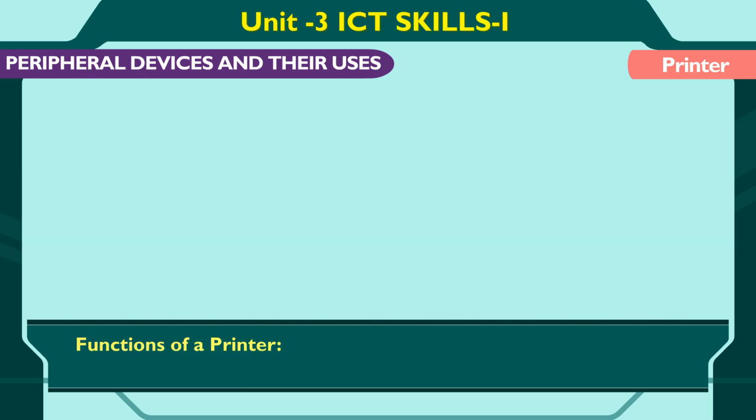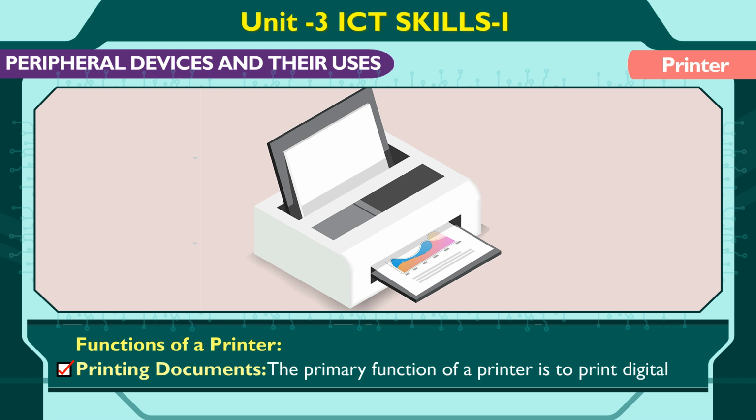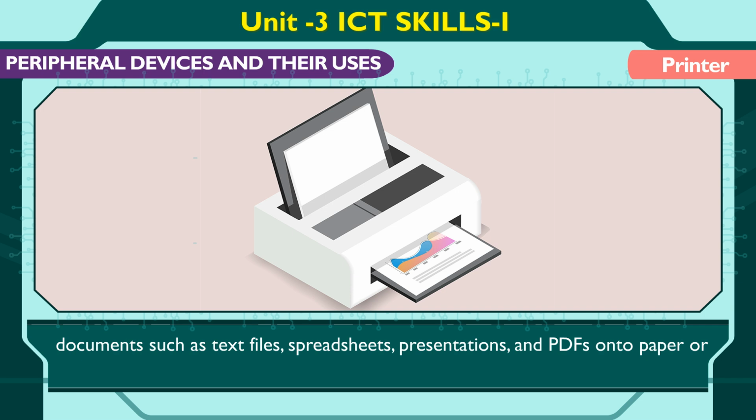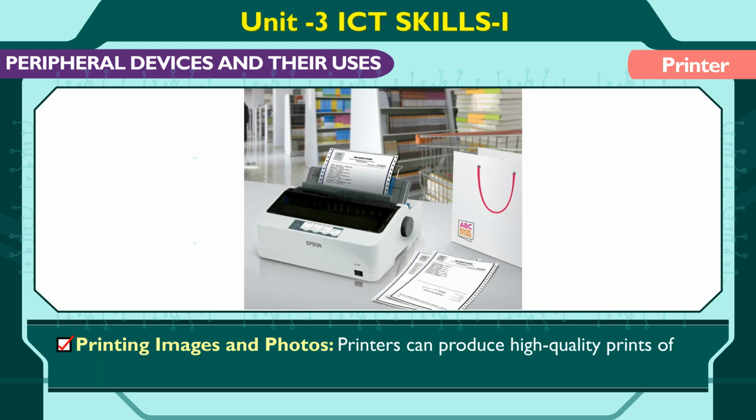Functions of a printer. Printing documents. The primary function of a printer is to print digital documents such as text files, spreadsheets, presentations, and PDFs onto paper or other media. Printing images and photos.